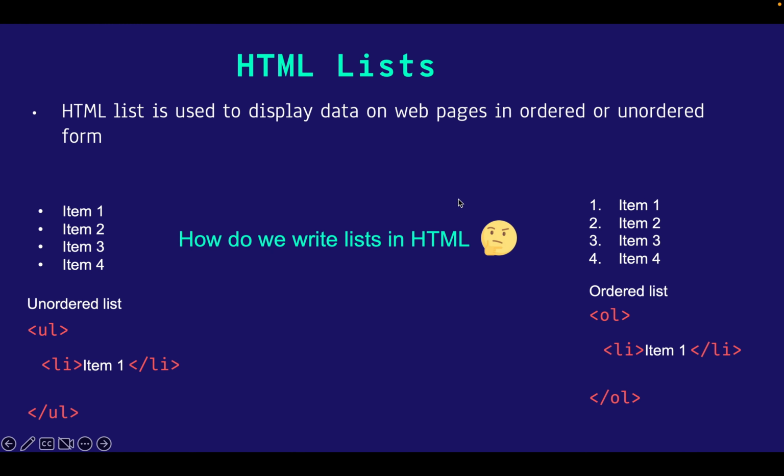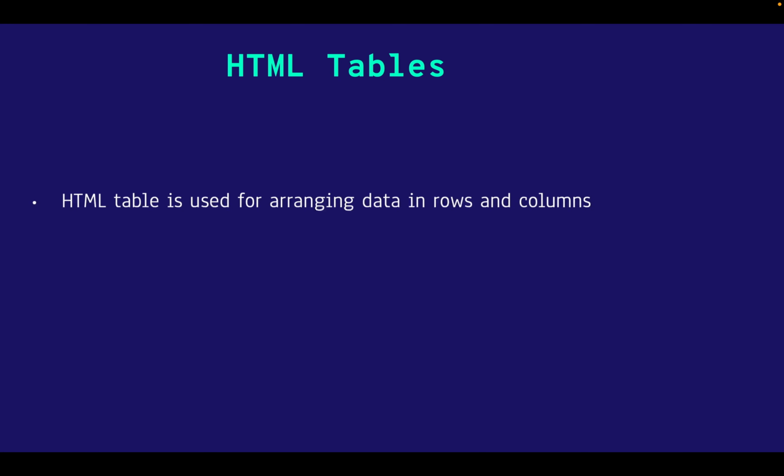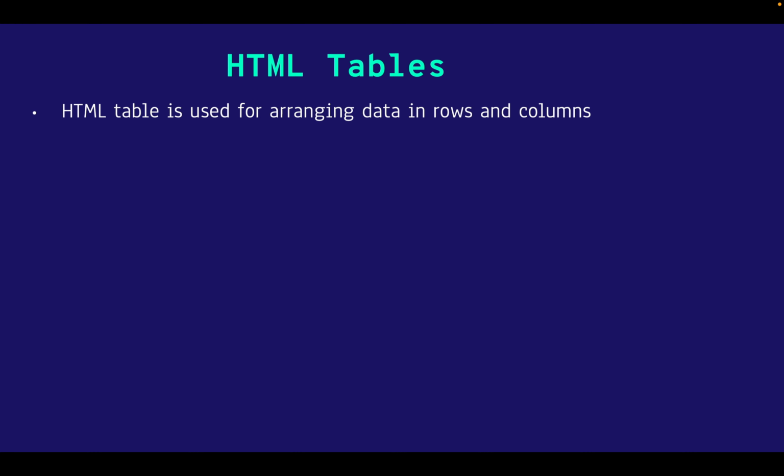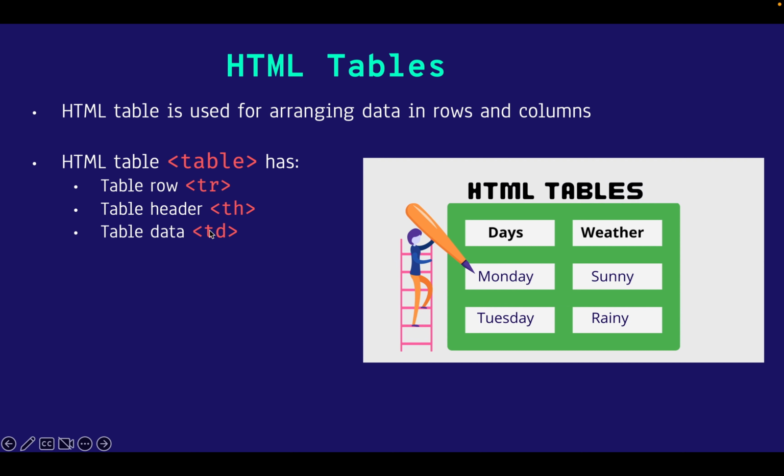So the next thing I want to teach you guys is HTML tables, right? HTML tables are used for arranging data in rows and columns. I'll show you what that is. For you to put a table in your HTML, you use your table tag. Then this one is table row, this is table header, and this is table data. I will show you what that is too.